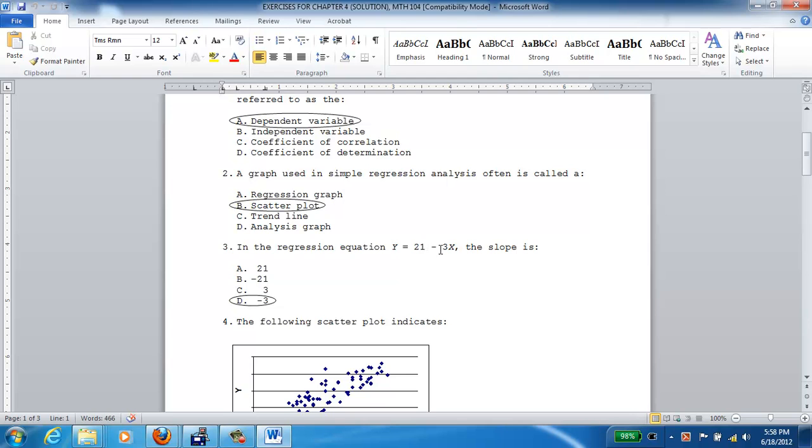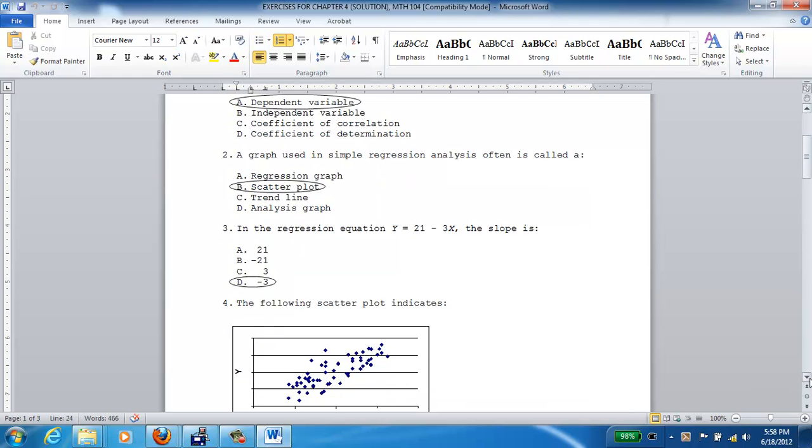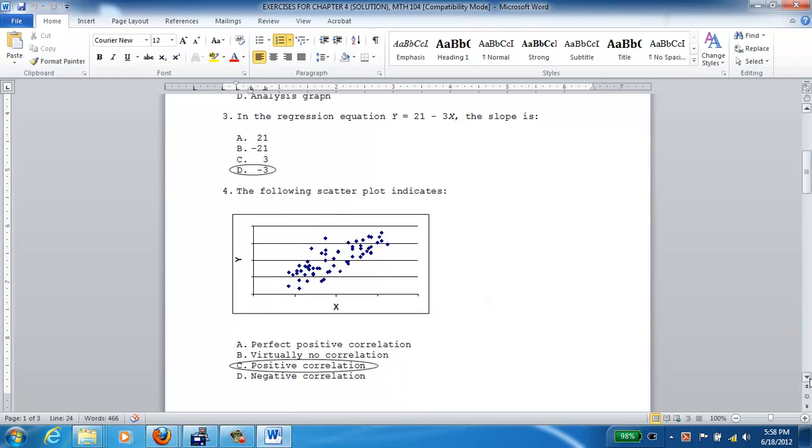For the regression equation, negative 3 as you can see is the slope and 21 will be your y-intercept. So in this case the correct one is negative 3, D. Number 4, we have a positive correlation between the two variables. The data go up from left to right, so the correct one is C.